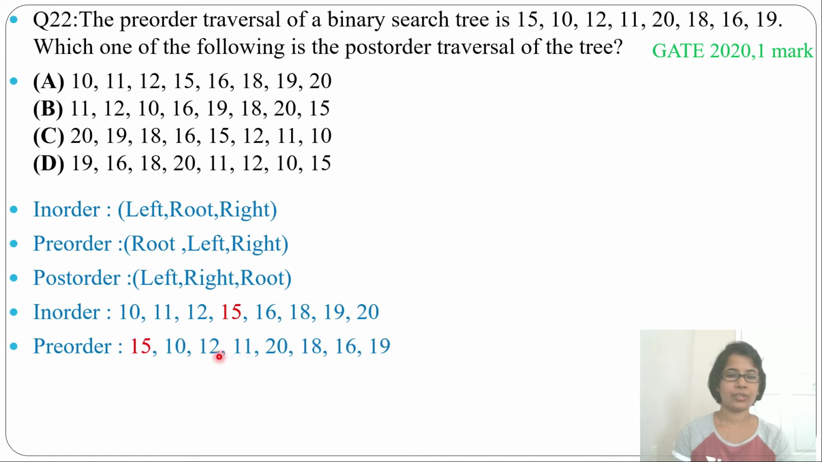So now we'll construct the tree. From the pre-order, which node is present first? That will be the root. Pre-order is root, left, right. So here this is the root. And in case of in-order, here is 15. What is the left part? That will be its left subtree. What will be its right part? That will be its right subtree. So now 15 will be root. Then 10, 11, 12 will be its left subtree, and 16, 18, 19, 20 will be its right subtree.